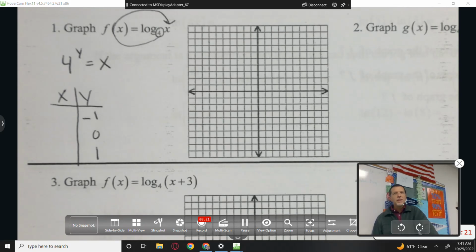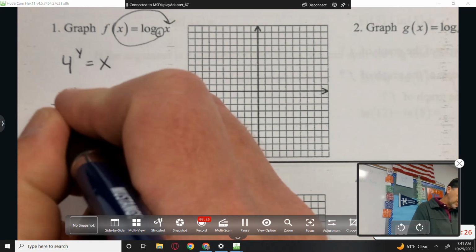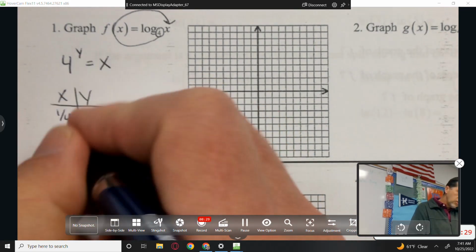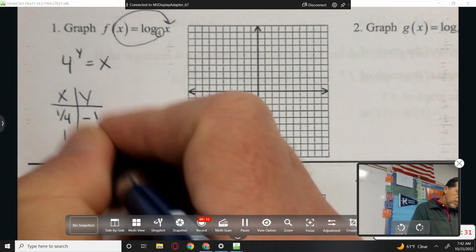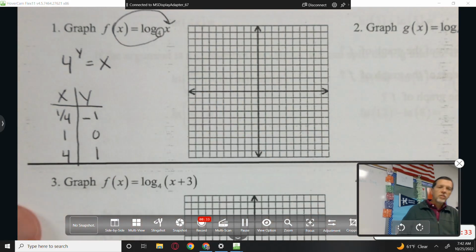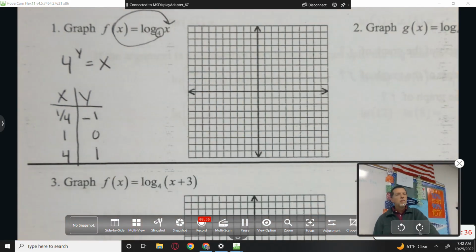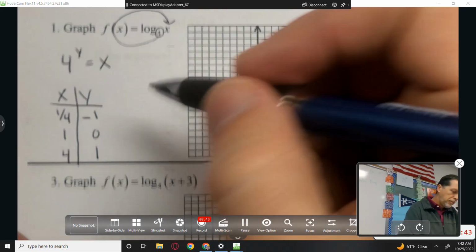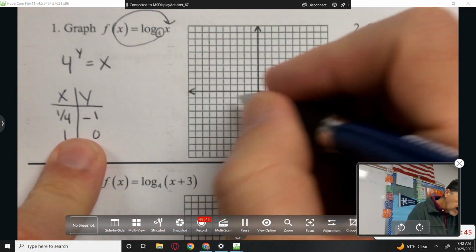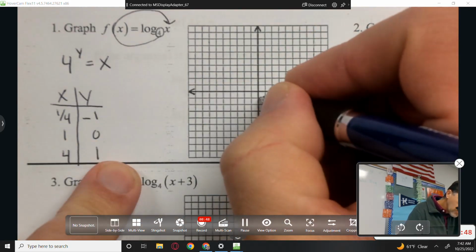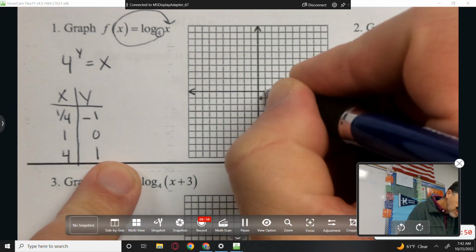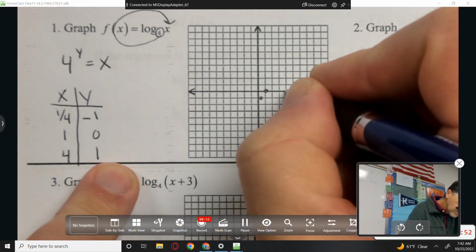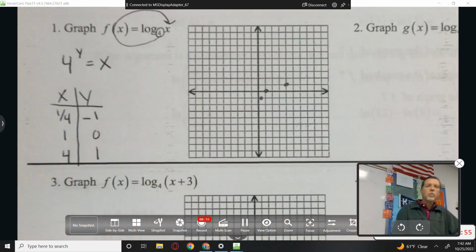So now it's really similar to what we did yesterday. 4 to the -1, that's 1/4. 4 to the 0 is 1. 4 to the first is 4. So the math of the exponents is the same as we did yesterday. We just ended up with them in the opposite spots. Right, let's graph these. 1/4, -1; 1, 0; and 4, 1.